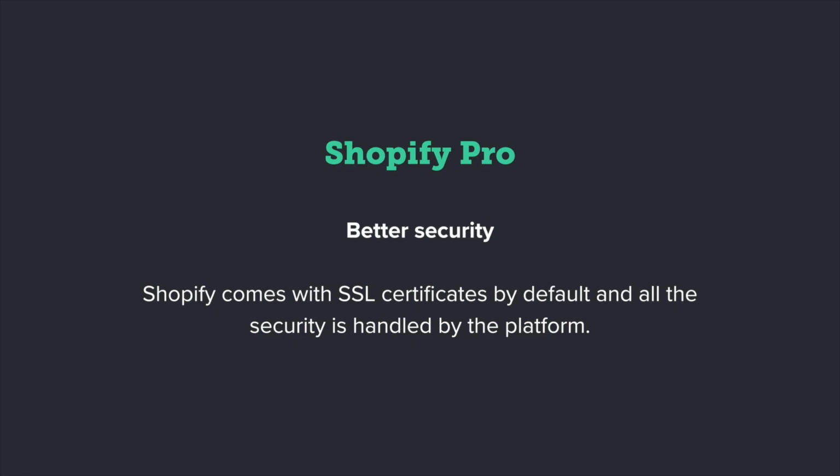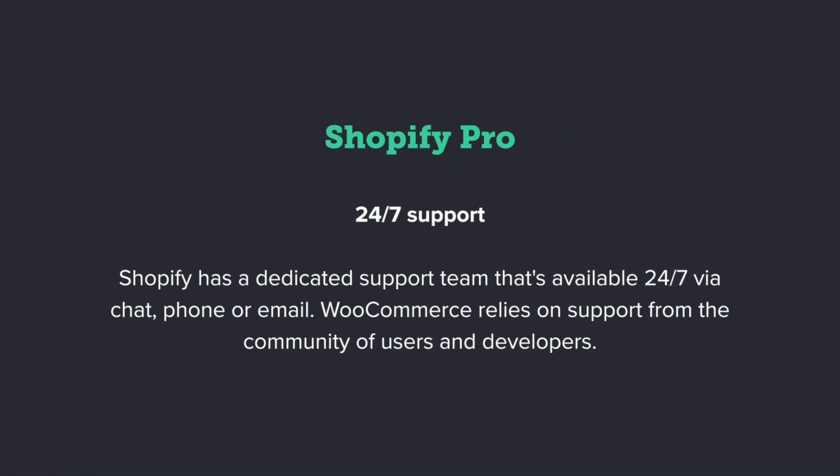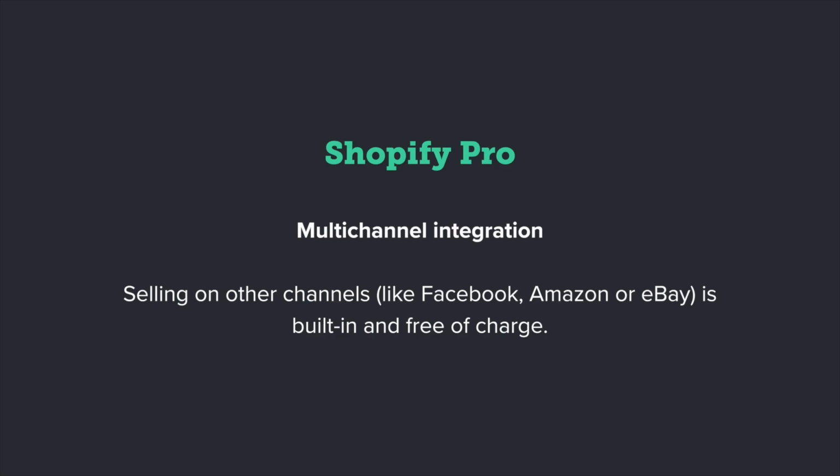Better security. Shopify comes with SSL certificates by default, and all the security is handled by the platform. It's easy to use. Shopify has a clean interface, very modern and easy to use, especially for beginners. 24/7 support. Shopify has a dedicated support team that's available 24/7 via chat, phone, or email. WooCommerce relies on support from the community of users and developers. Multi-channel integration. Selling on other channels like Facebook, Amazon, or eBay is built in and free of charge.